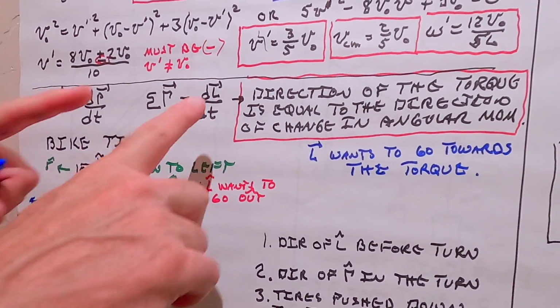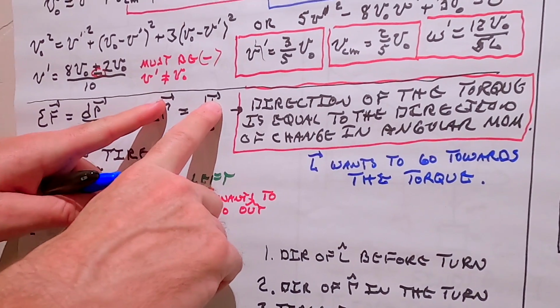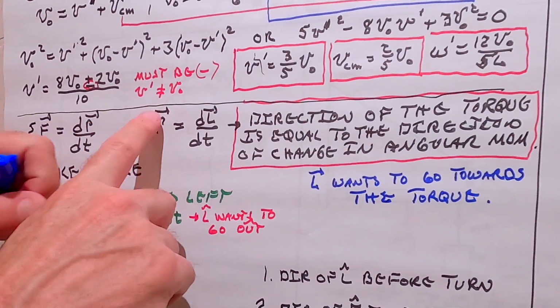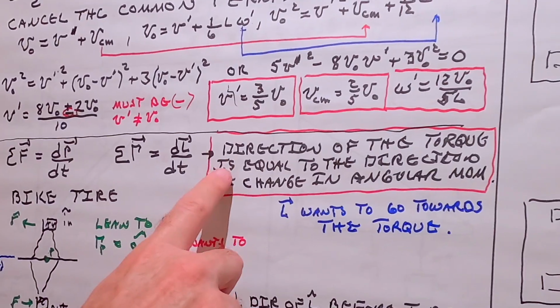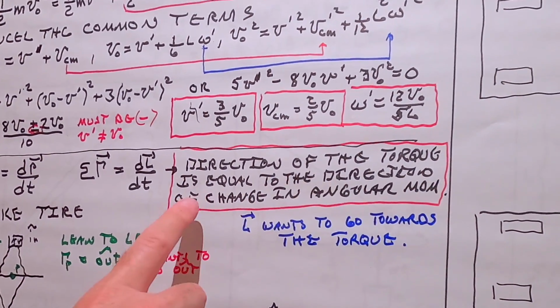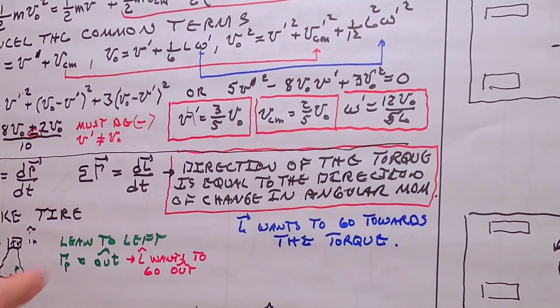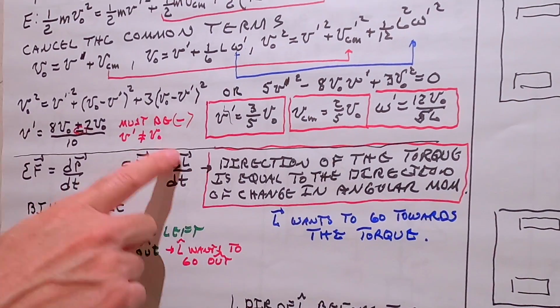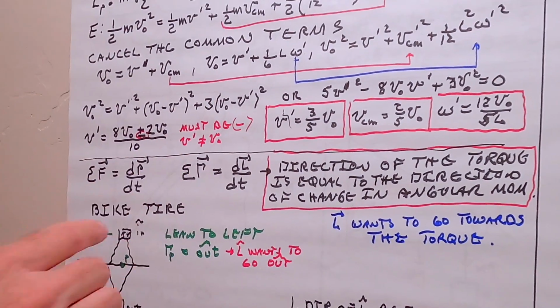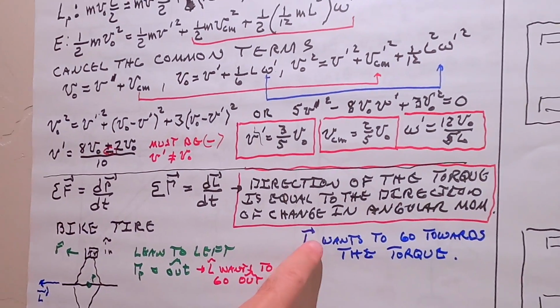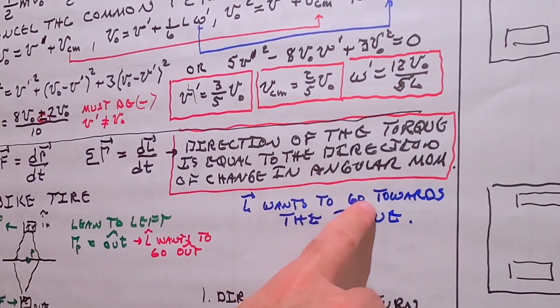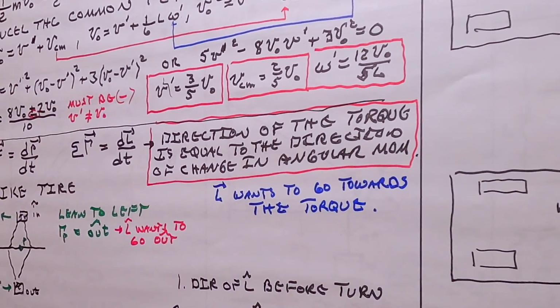So, in these two, an equation has to have the same direction. So the direction of the torque is equal to the direction of the change in angular momentum. So whatever this guy changes in, it's in the same direction of the torque. Or another way of saying it is that angular momentum always wants to go toward the torque right here.